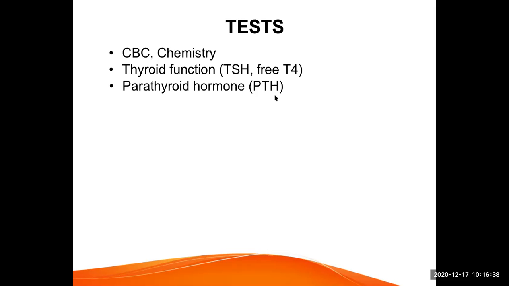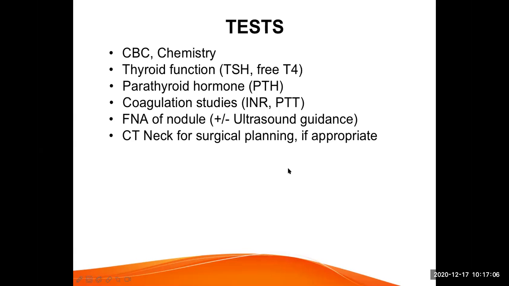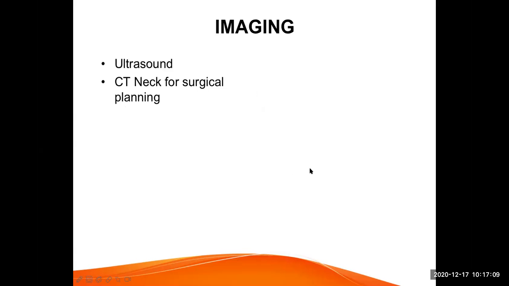Okay, please remember this. Coagulation study like INR and PTT has to be done before any surgery. These types of tests are a must. We need to go for bleeding profile and the clotting profile of the patient. You can answer like that. FNA of nodule we usually do, though in case of follicular neoplasm, these are not very helpful. CT scan of neck should be done. And then these are the different imaging: ultrasound, CT scan of the neck for surgical planning.